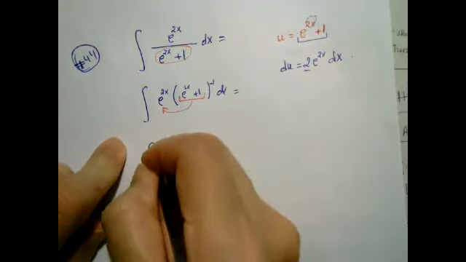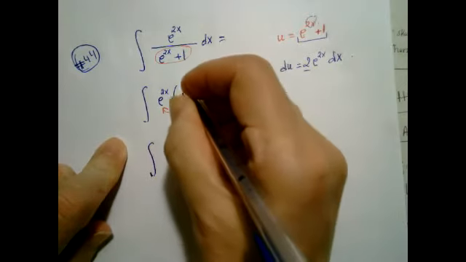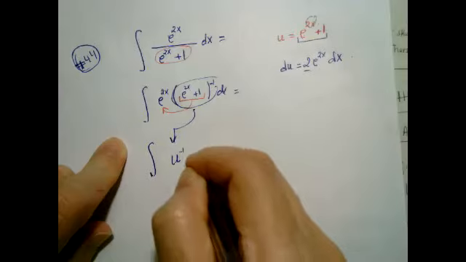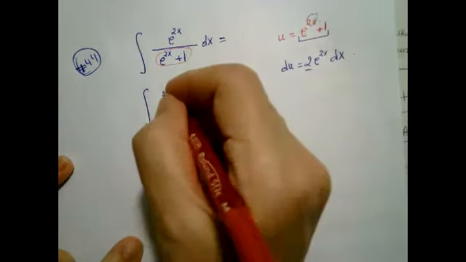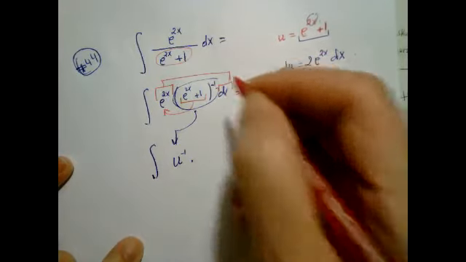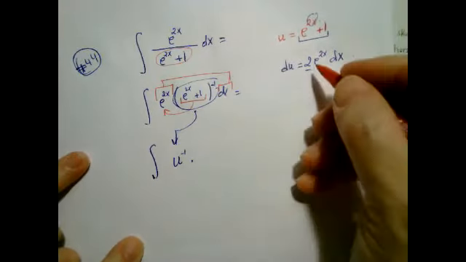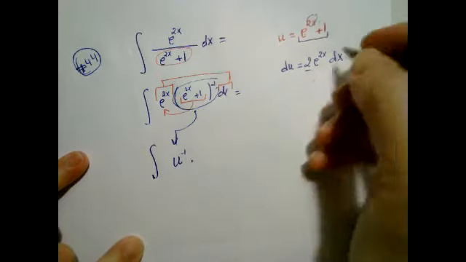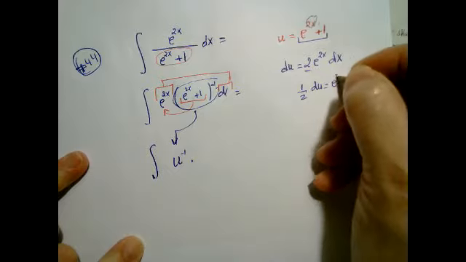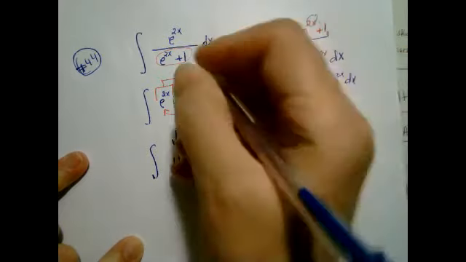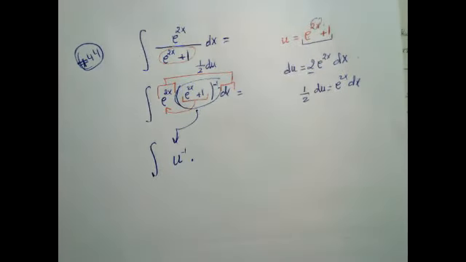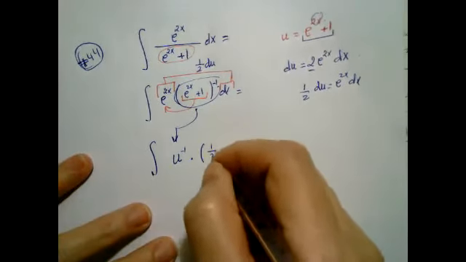And now I'm ready to substitute verbatim, kind of, because I know that it is this 2 hanging in there. So this is going to be equal to the integral of u to the minus 1, that's the easy piece, times e to the 2x dx, that's the leftover piece. I divide by 2 in here, so e to the 2x dx is the half du. And now I have exactly what I'm looking for.